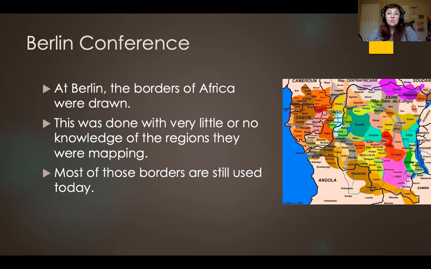And a lot of these borders that were drawn at the Berlin Conference are still used today, which is one of the things that leads to a lot of conflict and instability in African countries, because there's these historical differences between these different groups of people that were forced to live in the same country and work together. And as you can probably guess, that was really bad for the Africans.